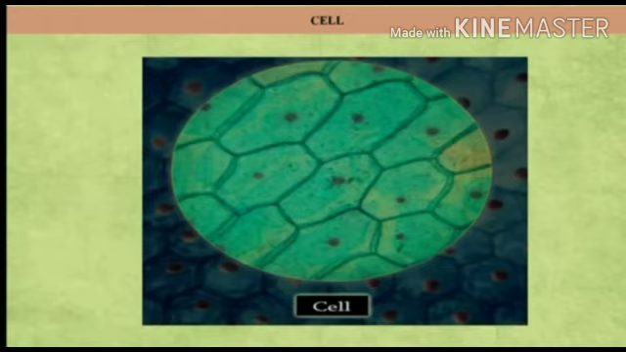Dear students, we can see a large variety of plants and animals around in our environment, which are different in shape and size. But one thing is common in all of them, that is, all are made up of a small unit of life, which is called a cell. So we can say that the cell is the basic structural and functional unit of life. The word cell means compartment.